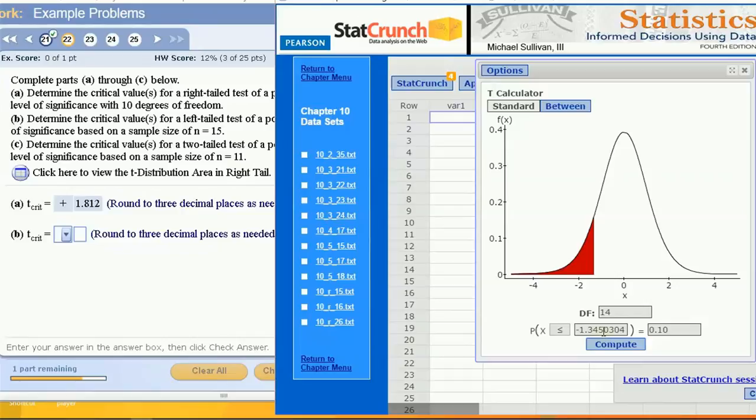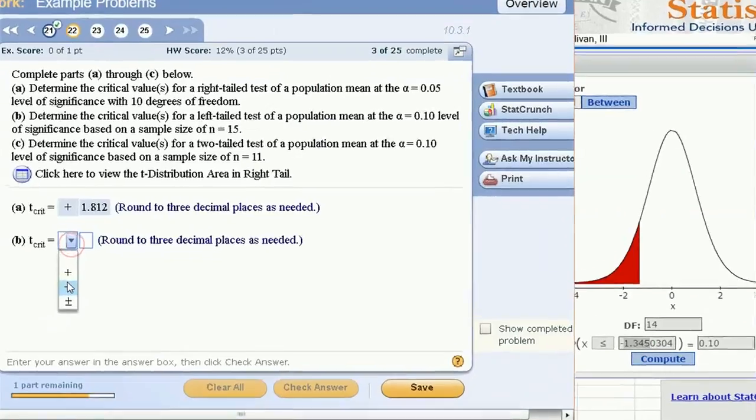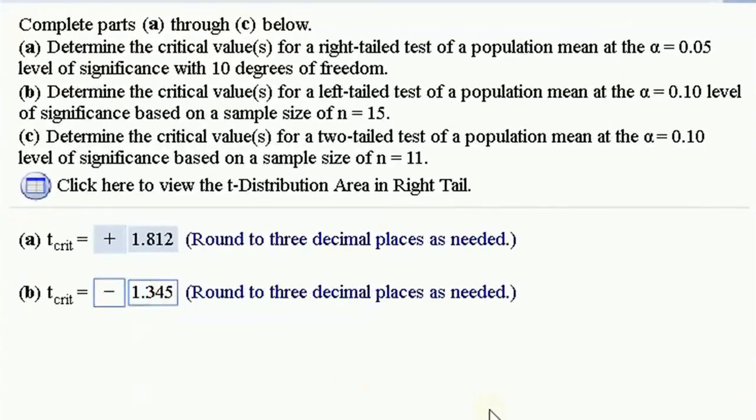So I'm going to take, again, 3 decimal places, but I'm going to put the negative sign in the first pull down. Negative 1.345.